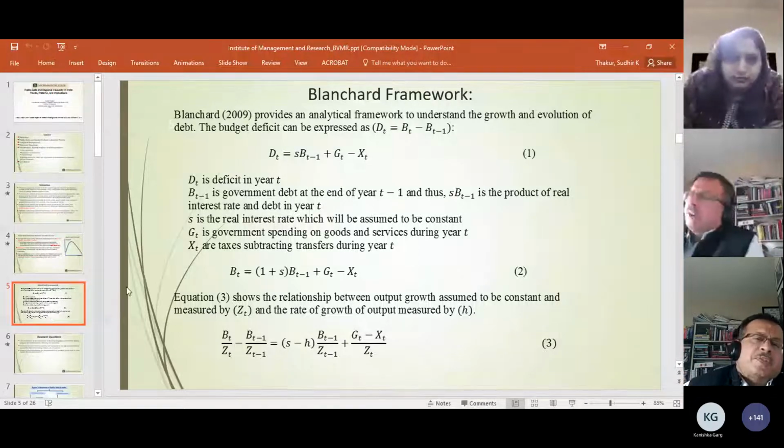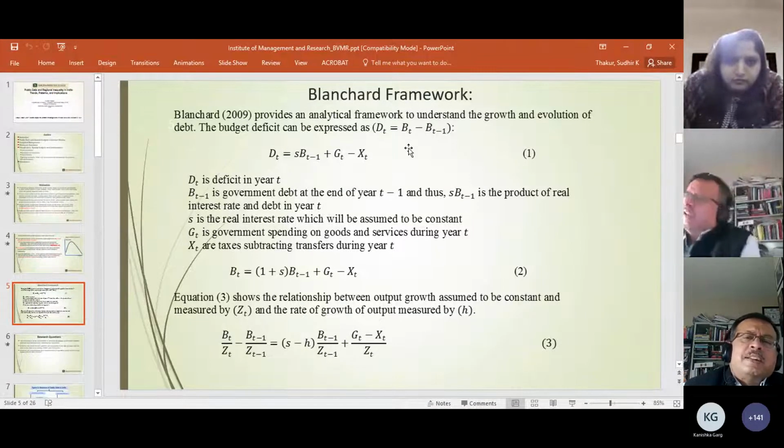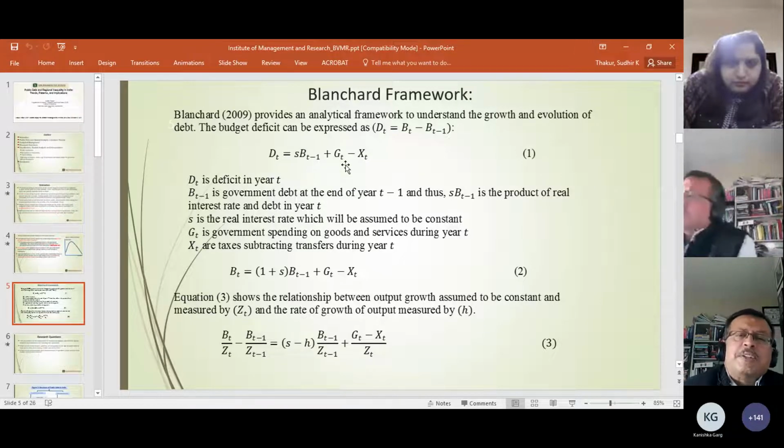The framework is very simple. You have the equation: the deficit, D_t, is equal to the current debt minus the previous year's debt. If you plug this equation in over here, then the deficit is equal to the rate of interest multiplied by the previous year's debt, plus the government expenditure minus the net of collection of taxes. And so the current year's debt is equal to this equation, where you multiply the previous year's debt with the rate of interest and add the current year's deficit. It's a simple equation.